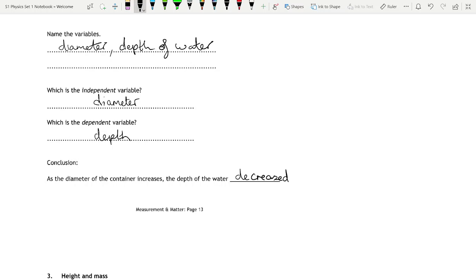So your homework, I'll put this on Firefly, is to have a go at the next page. It's not an experiment. All the information is given to you. So knowing what you learned today, I want you to have a go at page 14. I'll put it on Firefly. Okay? And you can pack away.